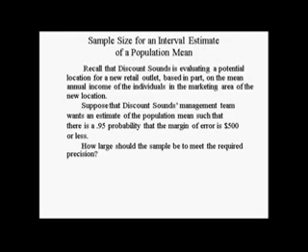Recall Discount Sounds is evaluating a potential location for a new retail outlet based in part on the mean annual income of the individuals in the marketing area of the new location. Suppose that Discount Sounds management team wants an estimate of the population mean such that there is a 95% probability that the margin of error is 500 or less. How large should the sample be to meet the required precision? Recall the population standard deviation is equal to $4,500.